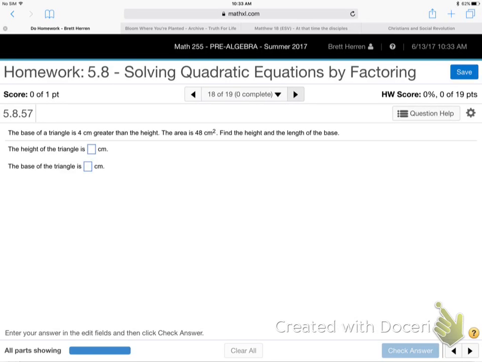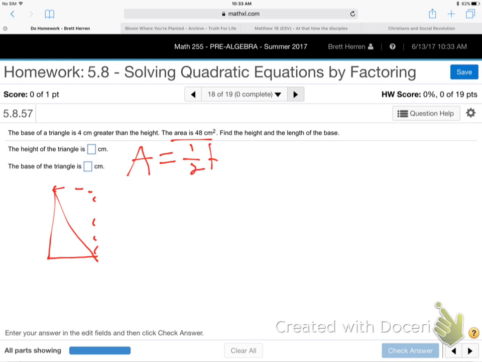Okay, so the height of a triangle, the base of a triangle. You need the area formula for talking about the area of a triangle. Remember what a triangle is? It's half a rectangle, right? If you have the rest of the rectangle like that, it's half a rectangle.